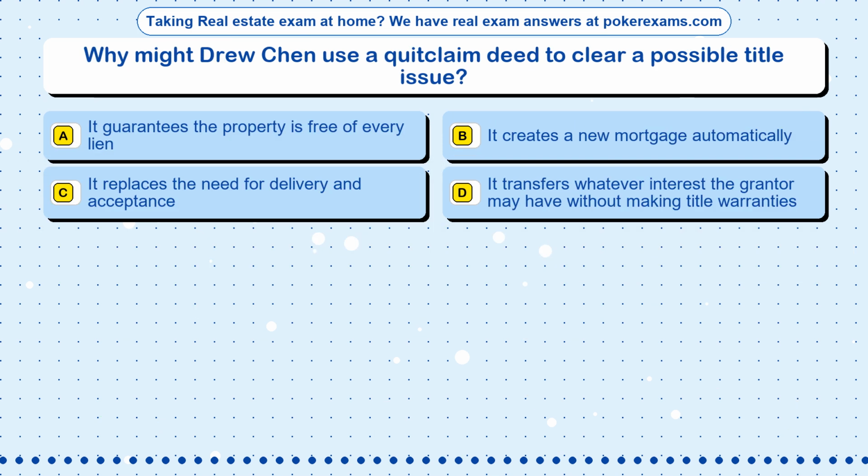Question 12. Why might Druchin use a quitclaim deed to clear a possible title issue? Option A, it guarantees the property is free of every lien. Option B, it creates a new mortgage automatically. Option C, it replaces the need for delivery and acceptance. Option D, it transfers whatever interest the grantor may have without making title warranties.